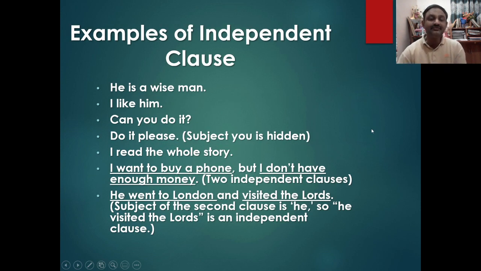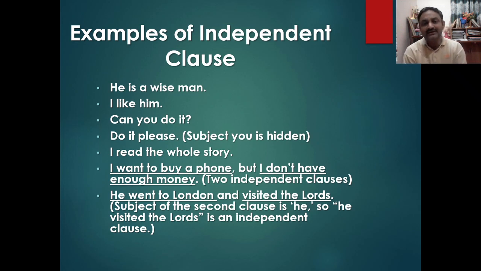So for an example of an independent clause, we can also take this. He is a wise man. I like him. Can you do it? Do it, please. The subject you is hidden here because the name of a person is not given here. It is just in the form of a requesting tone. Do it, please. I read the whole story. Now, two independent clauses can be joined together by a conjunction. The example sentences are given below.